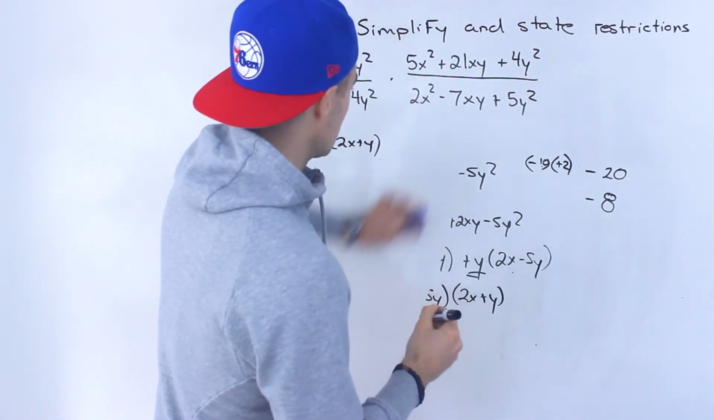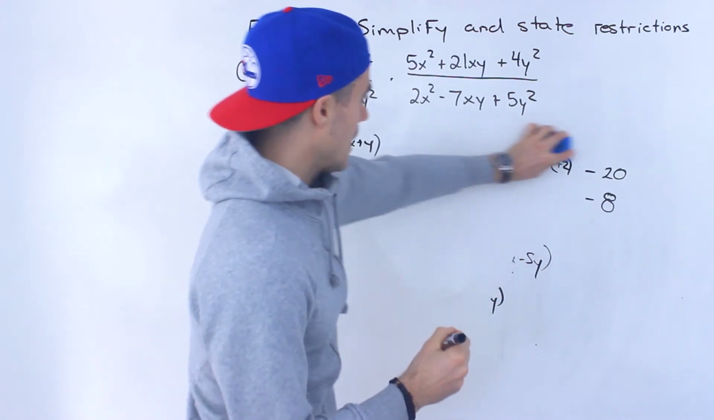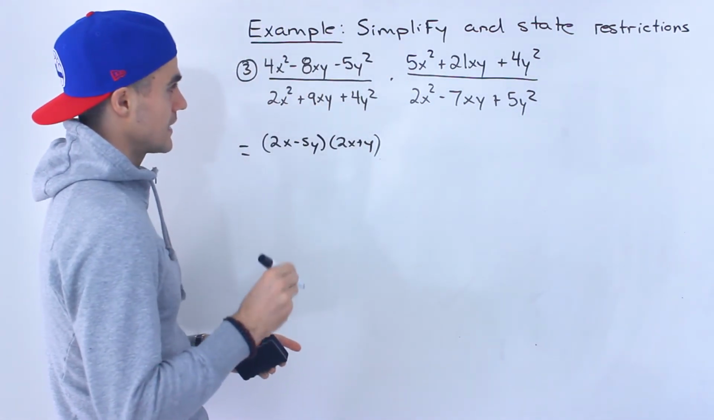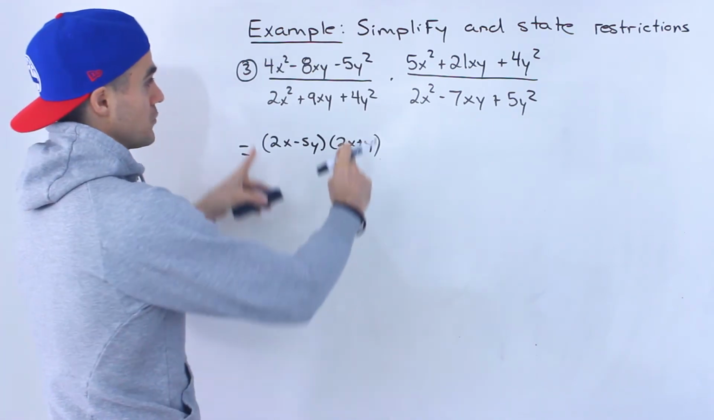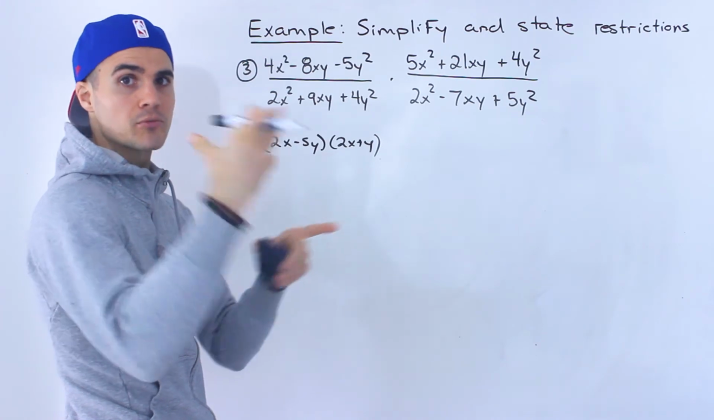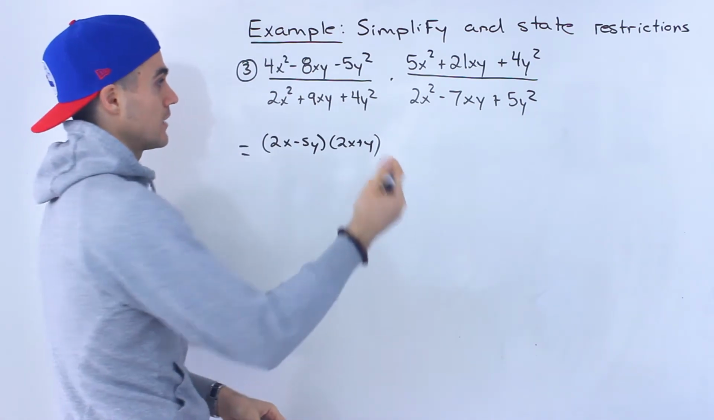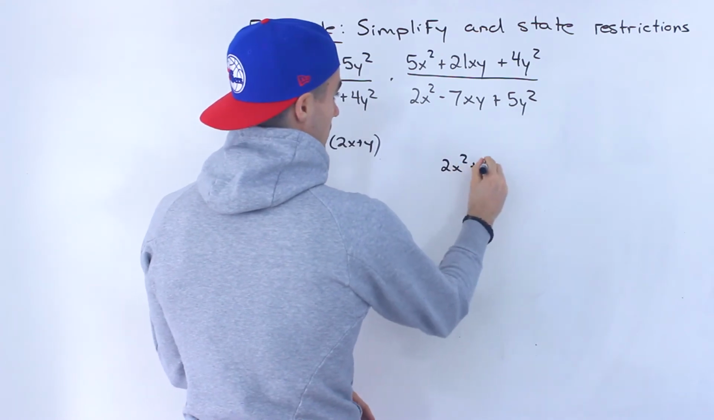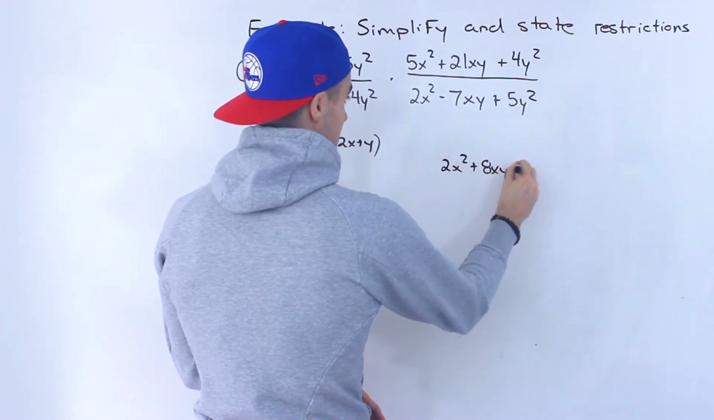Now moving on to the denominator over here. So we have 2x squared plus 9xy plus 4y squared. So when we multiply these two, 8, middle term is 9. What two numbers multiply to 8, add up to 9? 8 and 1. So we could take this, decompose that middle term to 8xy plus 1.